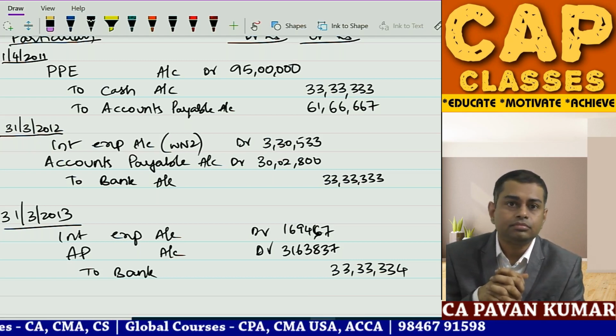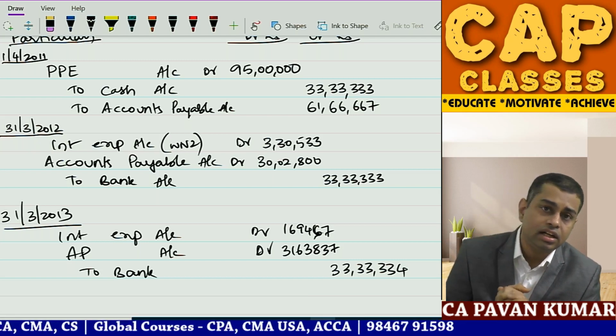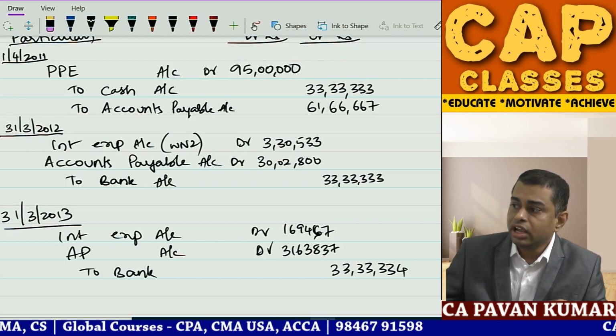You understand? So these are the 3 journal entries. Okay. Any doubts in this?